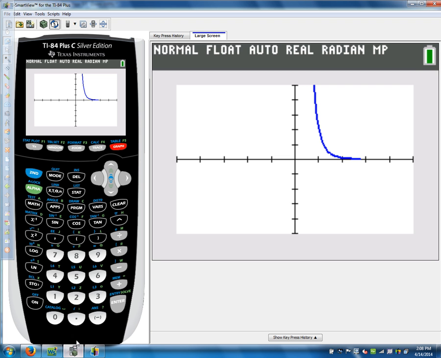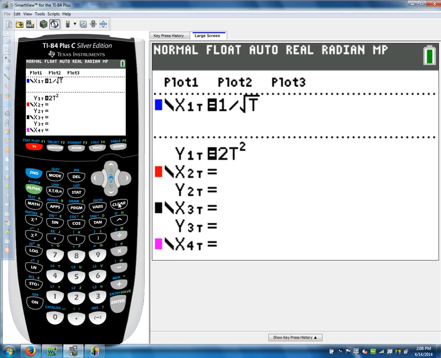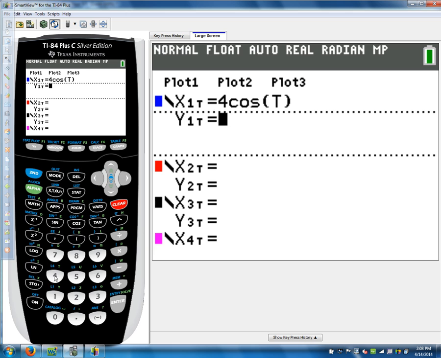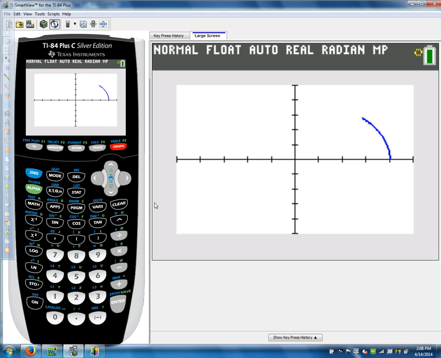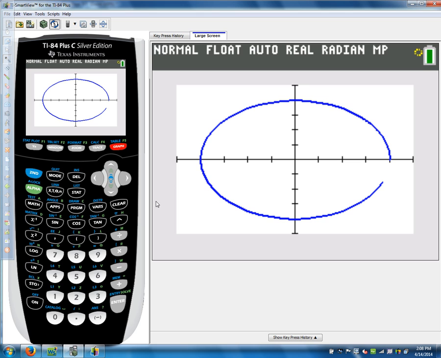So let's graph this in our calculator. Clear out of there. This is going to be 4 cosine t for my x and 4 sine t for my y, and my window, I'm going to go from 0 to 2 pi, which is about 6.3. And we'll graph that. Now it looks elliptical here because on the x-axis my tick marks are a little further apart than they are on the y-axis. So I have 1, 2, 3, 4 units here, and 1, 2, 3, 4 units there. If these were compressed together, this would be a circle. Yes.